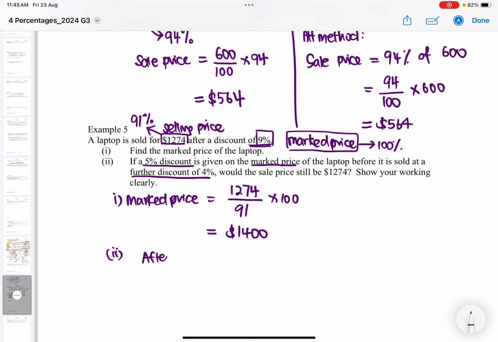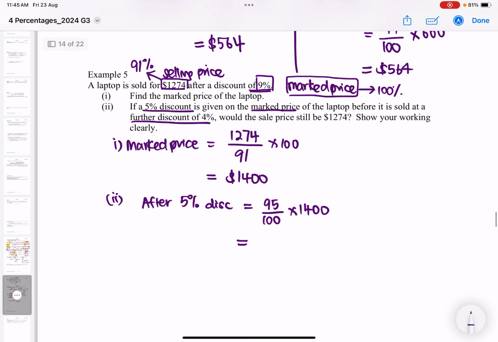So, we are going to calculate the price after the 5% discount. After the 5% discount means I'm going to calculate 95% of the marked price. So, I'm only going to consider the 5% discount first. So, I'm going to get 1330.